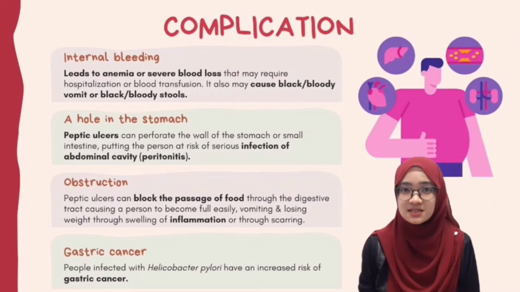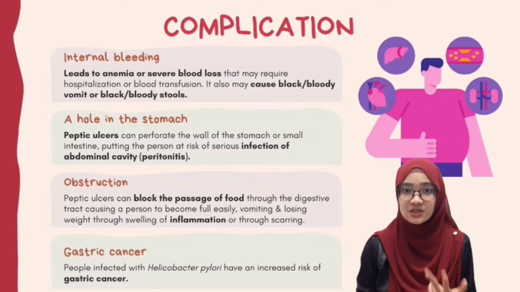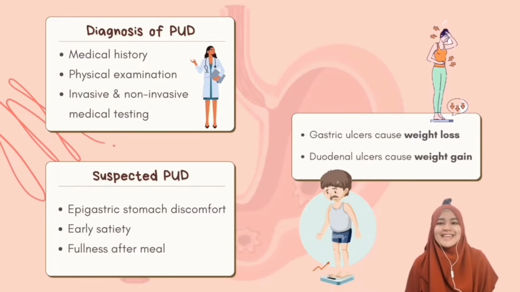Untreated peptic ulcers may result in internal bleeding, which will then lead to anemia, and severe blood loss may cause black or bloody vomit or black or bloody stools. Peptic ulcers also can cause a hole in the stomach wall, thus increasing the risk of abdominal cavity infection, which is also known as peritonitis. Next, peptic ulcer can block the passage of food through the digestive tract, causing a person to become full easily, vomit, and lose weight. Based on a study, it was proven that people infected with Helicobacter pylori have an increased risk of gastric cancer. Next, I will continue with the diagnosis of peptic ulcer disease.